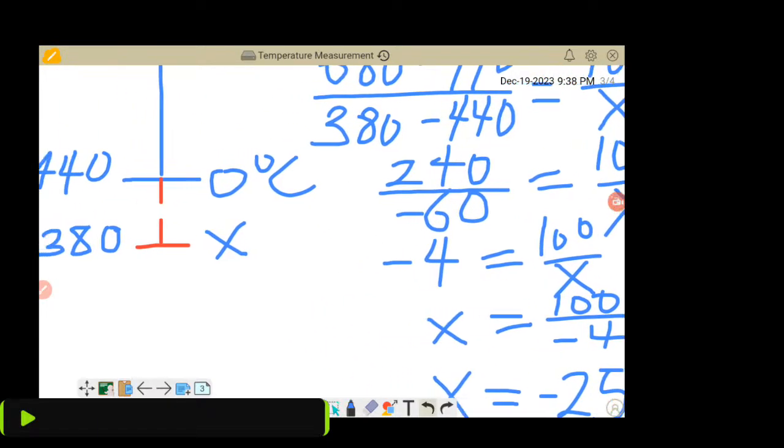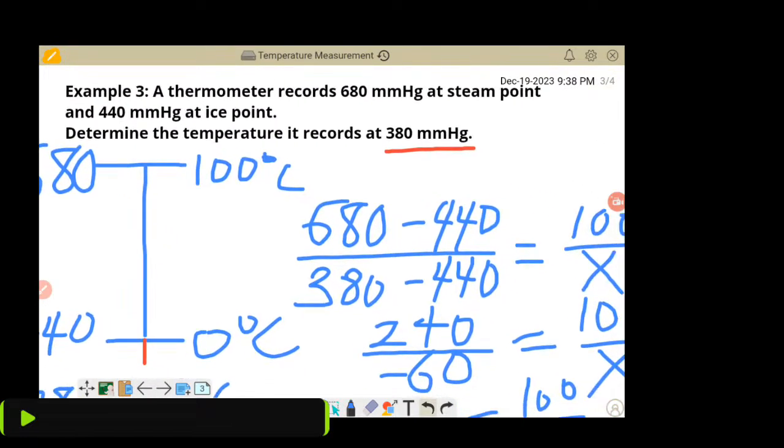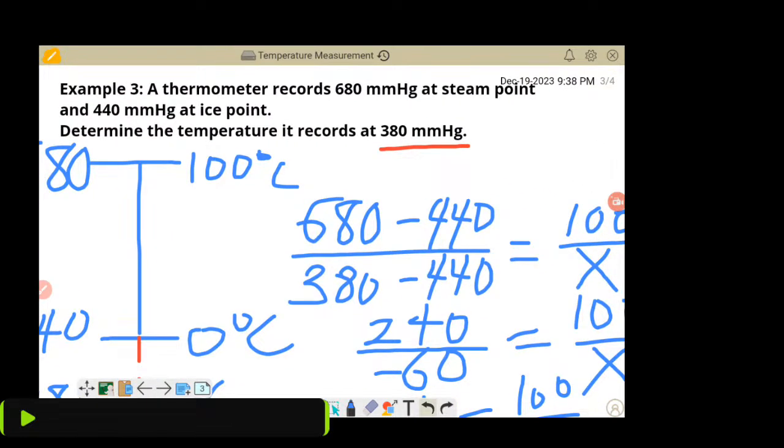So far so good. If you have any question on the three examples that we've solved, drop your question at the comment section.